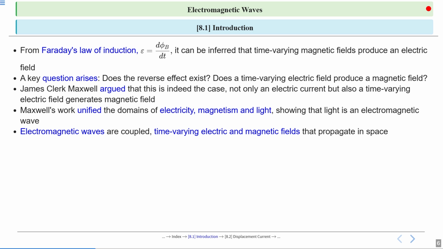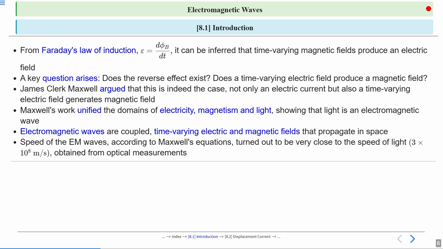So what are electromagnetic waves? They consist of both electric and magnetic fields that are time varying. Both the electric field and the magnetic field are time varying fields, and both are mutually perpendicular to each other and perpendicular to the direction of propagation.